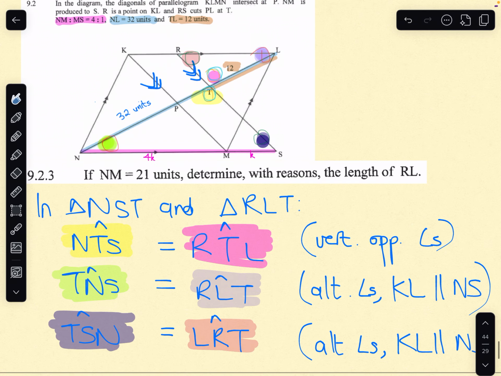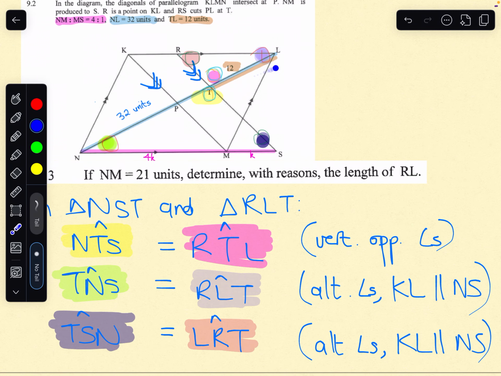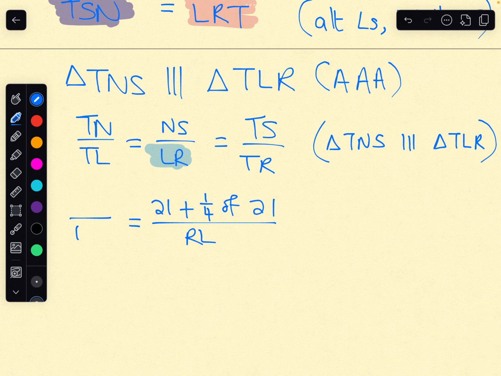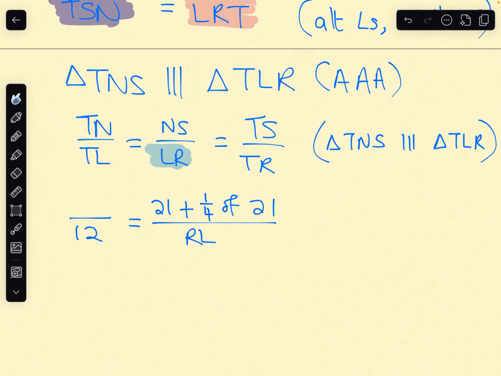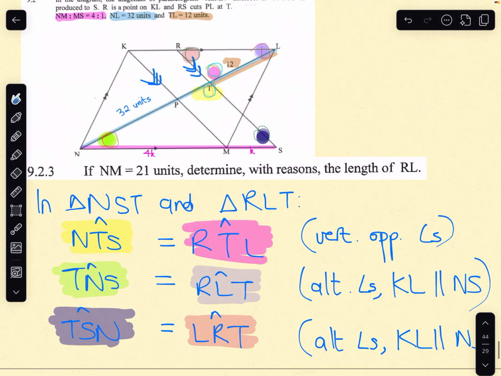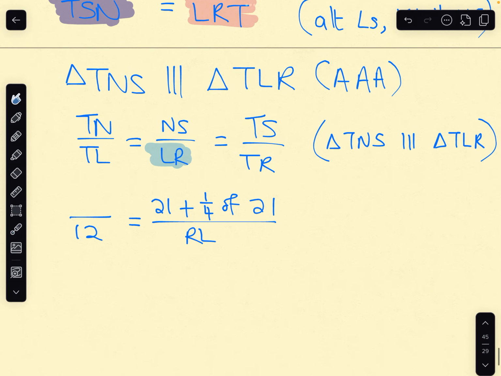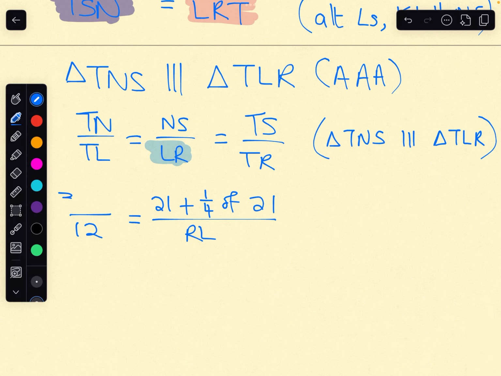And then we know TL, so let's get involved with that. We know that TL is 12. So now we need TN, and TN is going to be the 32 minus that guy. So TN is 32 minus 12. The last thing we don't really care about. So this is going to be 20 over 12 is equal to 21.